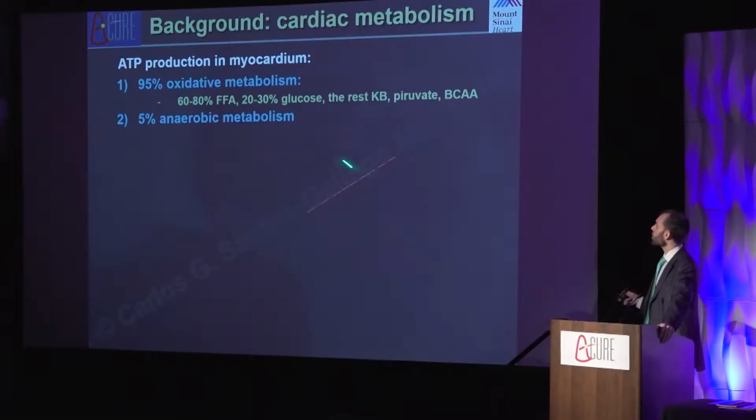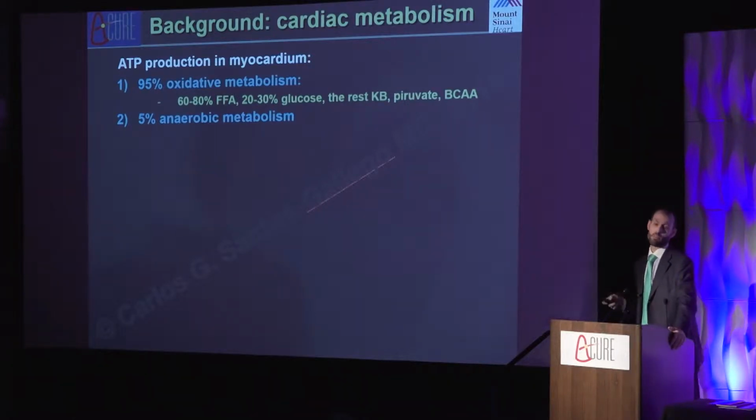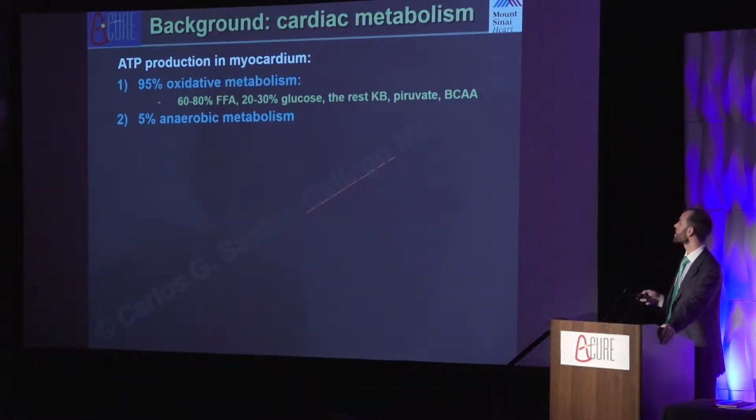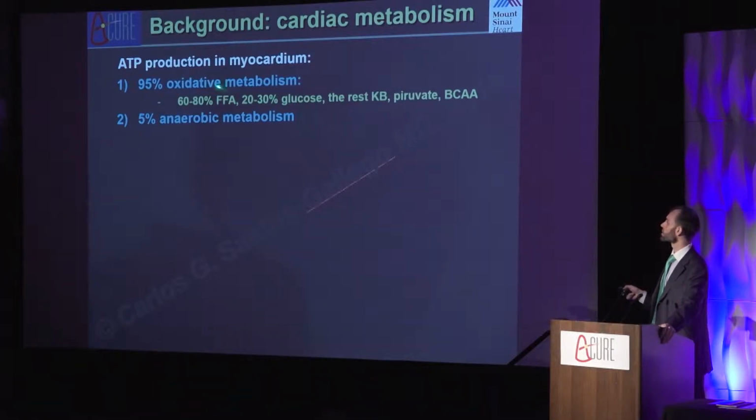The heart also possesses metabolic flexibility. It's omnivorous and can catabolize different types of metabolites, of fuels: free fatty acid, glucose, ketone bodies, pyruvate, lactate, and amino acids, mainly branched-chain amino acids. But basically, most of the ATP production of the heart, between 60–80%, comes from free fatty acid in the normal heart, and around 20–30% from glucose, and the rest from the other metabolites.